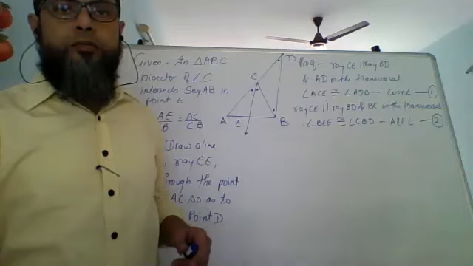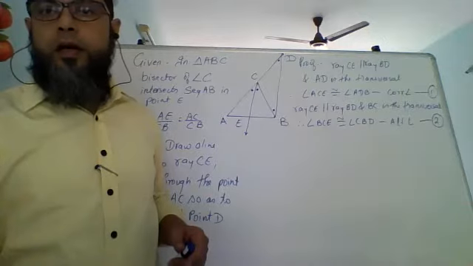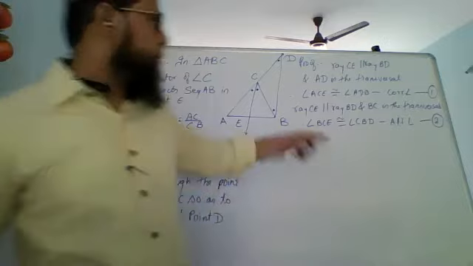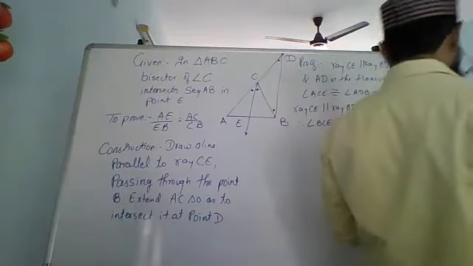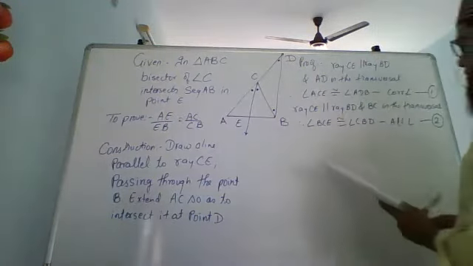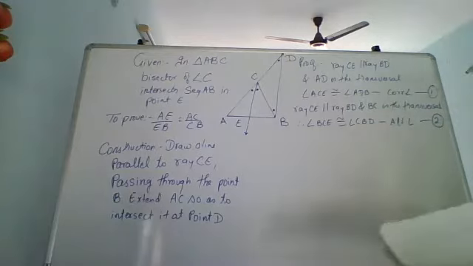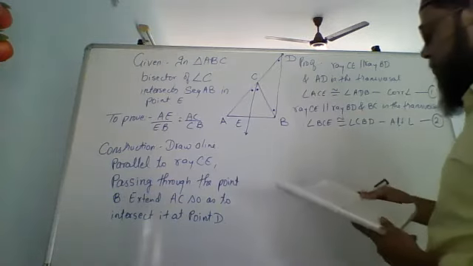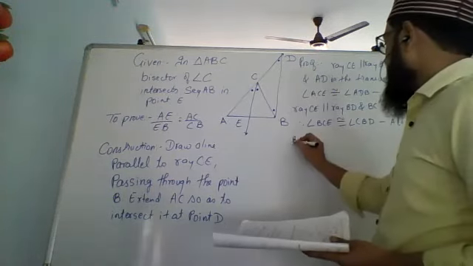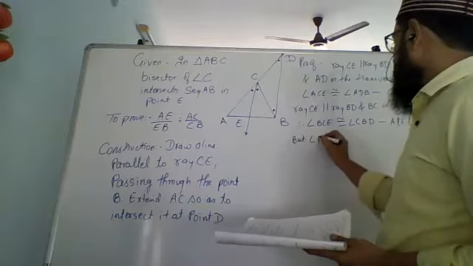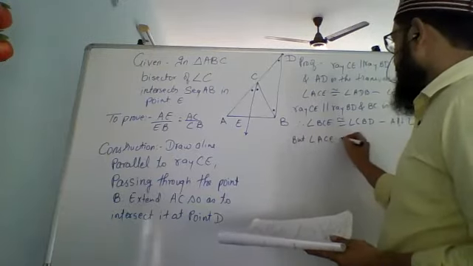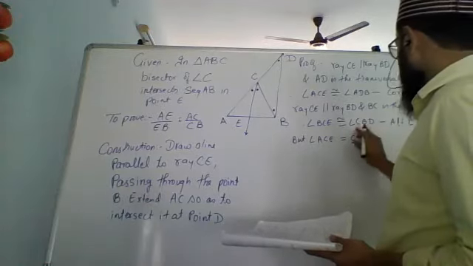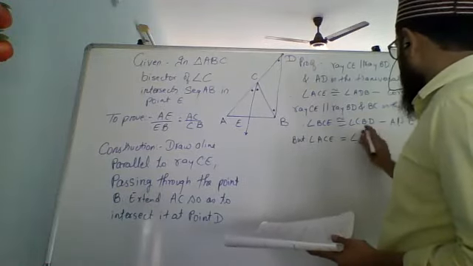Yeah. So as we were saying, angle BCE is congruent to angle CBD because these are alternate angles. BCA is an alternate angle, but angle ACE is congruent to angle B, congruent to angle BCE.